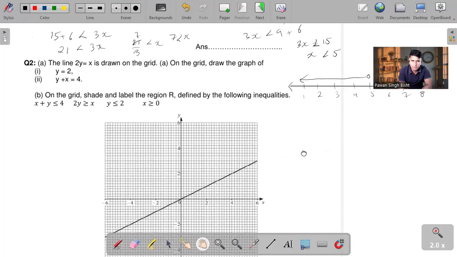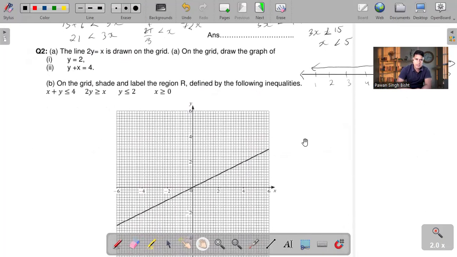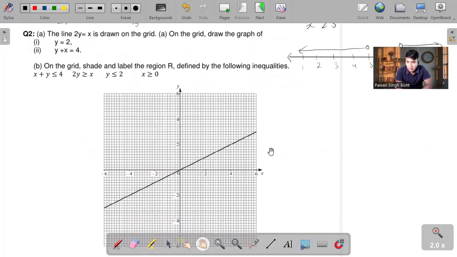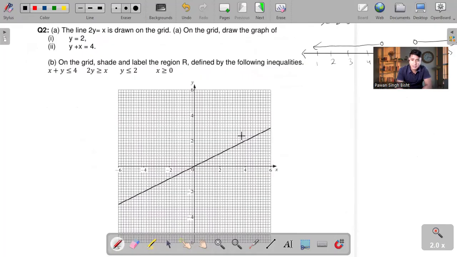Clear? Okay. Now, next, question number 2a. The line 2y equals x is drawn on the grid. As you can see, this is a linear programming question. This worksheet is of linear inequalities and linear programming. So we are discussing both the topics in a single worksheet, right? So line 2y equals x graph is already plotted for you. On the grid, draw the graph of y plus x equals 4. So they say draw the graph of y plus x equals 4. Take x that side.